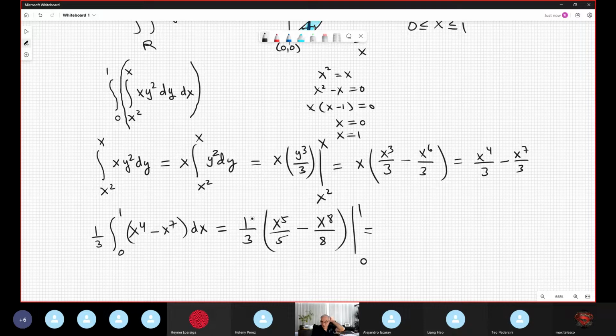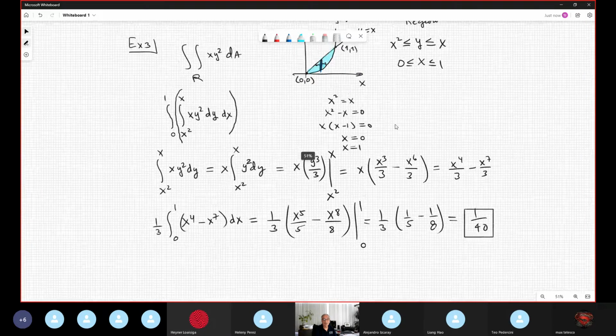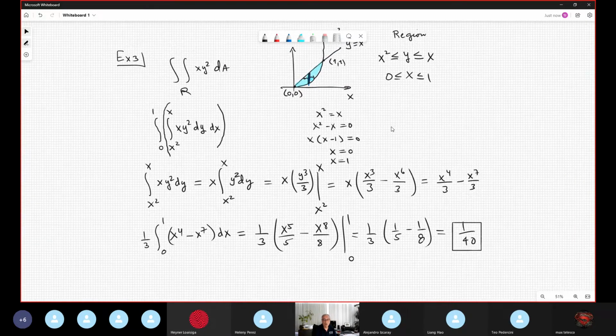0 is 0. And 1 is easy. 1 is 1/3 times 1/5 minus 1/8. Okay, you're subtracting, multiplication. The answer is 1/40... 1/4. Cool. Now this represents the volume of that surface over that region. It's the first interpretation that we studied of the double integral.